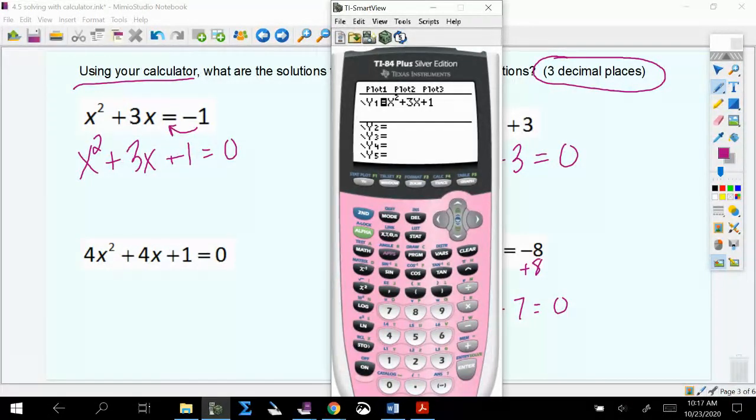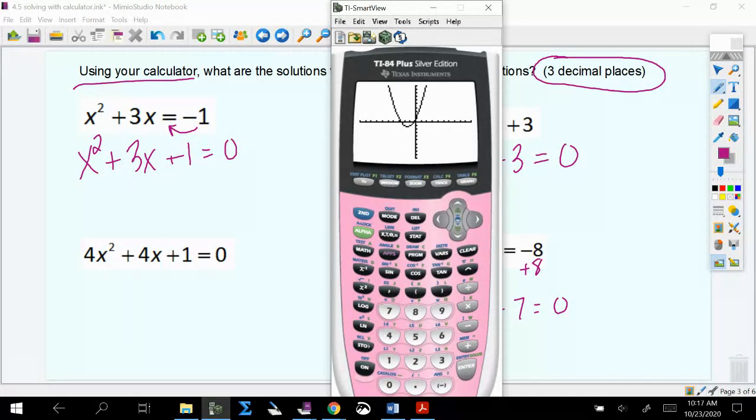And so if you type the wrong thing, you're going to be looking at the wrong picture. Hit graph, which is the upper right-hand corner button. So this one, what I notice is I don't have to change my window at all. I can see the parabola. I can see that it crosses the x-axis twice. It looks like it crosses somewhere around -3 approximately, and it looks like it crosses somewhere around 0.